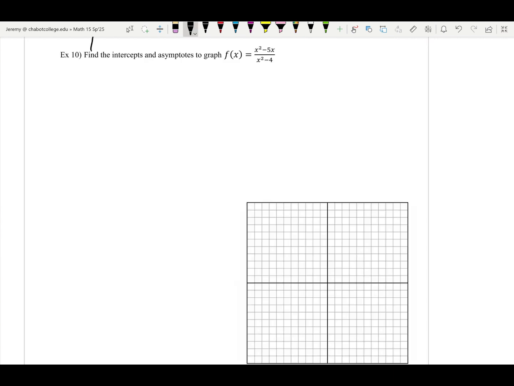All right, now let's have a look at example 10, where we want to find the intercepts, asymptotes, and graph this rational function right here, f of x, which is equal to x squared minus 5x over x squared minus 4. So we have a quadratic in the numerator, quadratic in the denominator. Let's just jump in and start finding some intercepts.